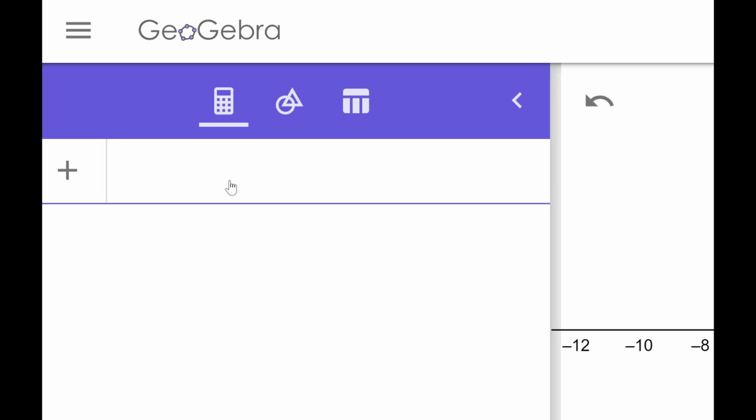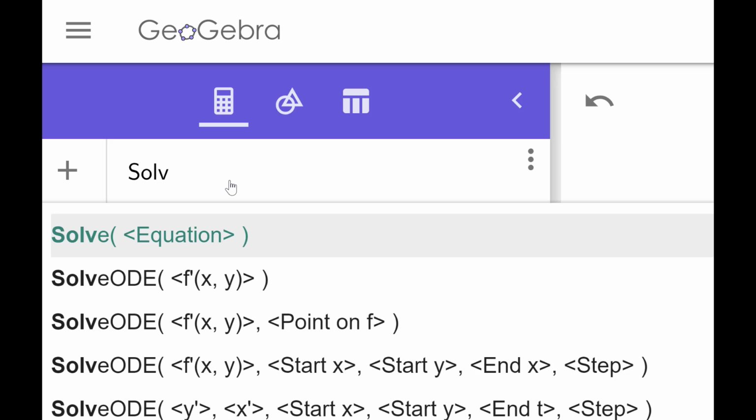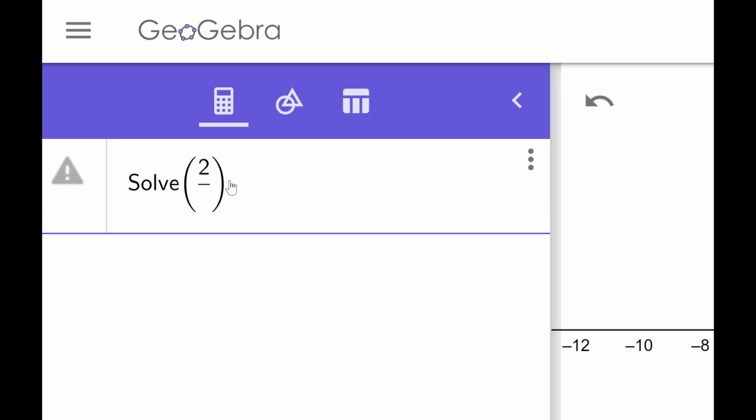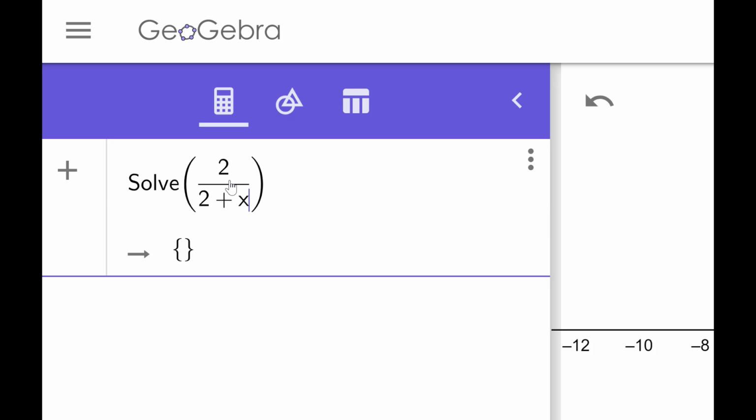All right, let's see if GeoGebra can solve this problem. Solve 2 divided by 2 plus x, which is equal to 1/3. Game over. Done.